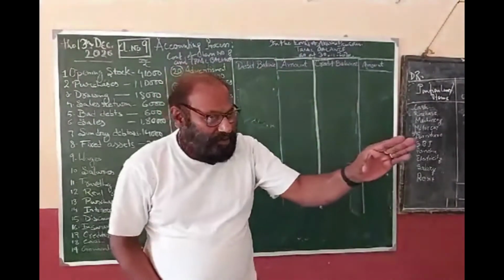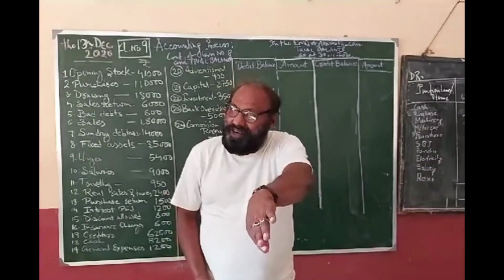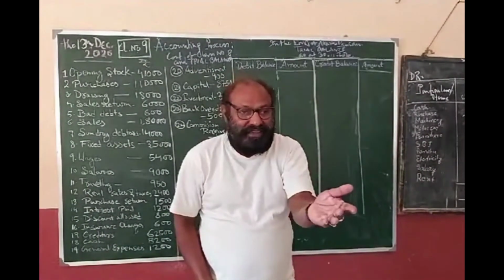Journal, ledger, trial balance. Transactions given, you have to make the necessary journal entries, then ledger, and after that you have to summarize.